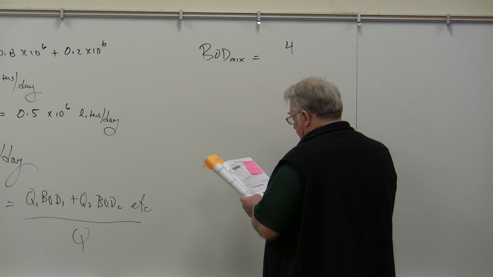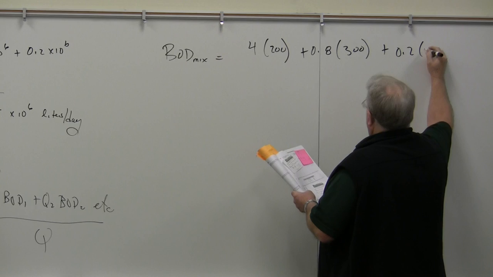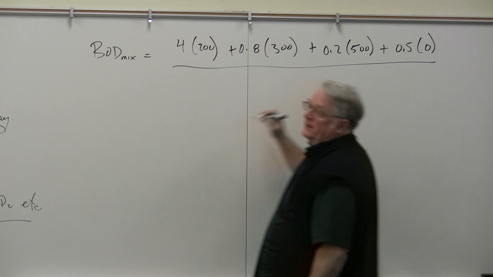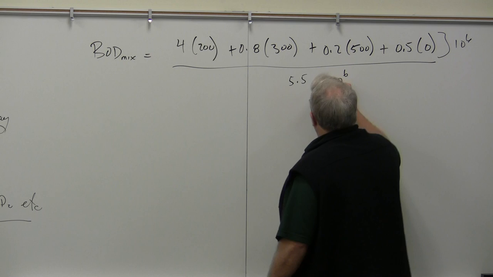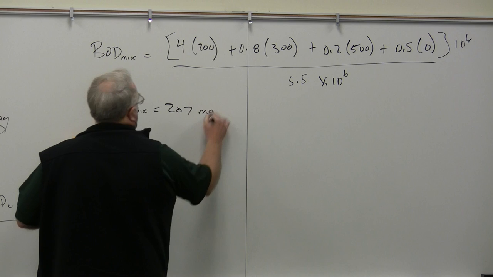We've got 4 times 200 plus 0.8 times 300 plus 0.2 times 500. And just to make it technically correct, I'm going to put 0.5 times 0. That's the infiltration right there. It doesn't have any BOD in it. It's just groundwater. Okay, and we're going to divide this by 5.5. I can put the 10 to the 6th up here, put the 10 to the 6th down here, and then it's technically correct. So anyway, when I put all this together, I get a BOD of the mixture of 207 milligrams per liter, and that corresponds dead on with answer B.